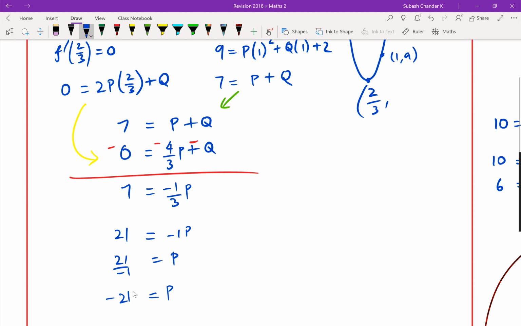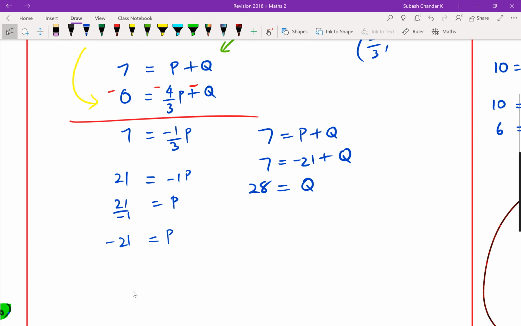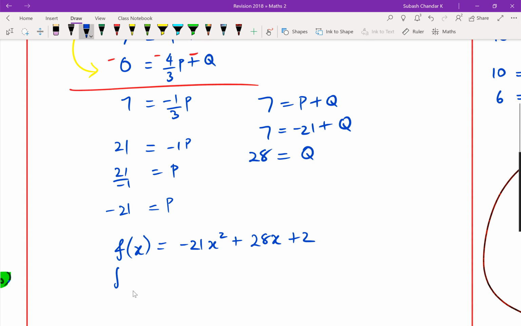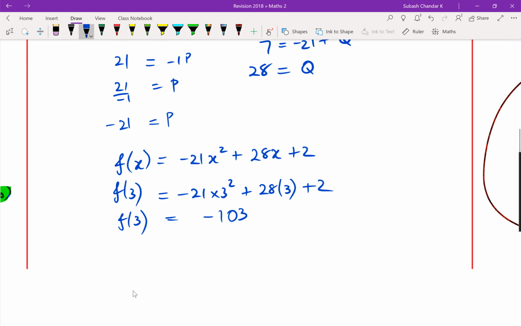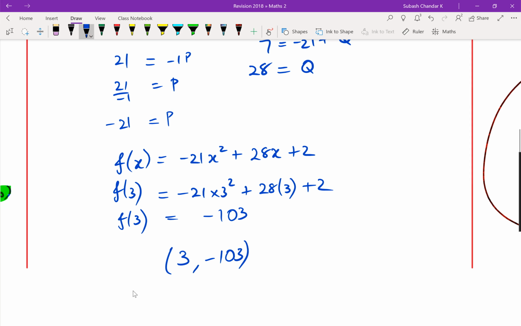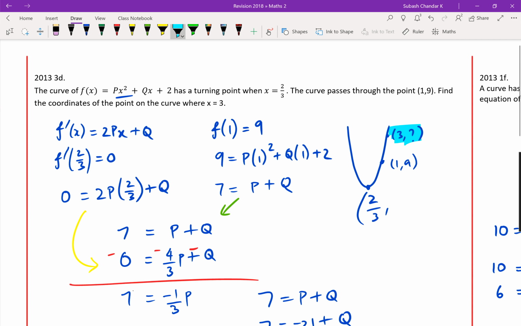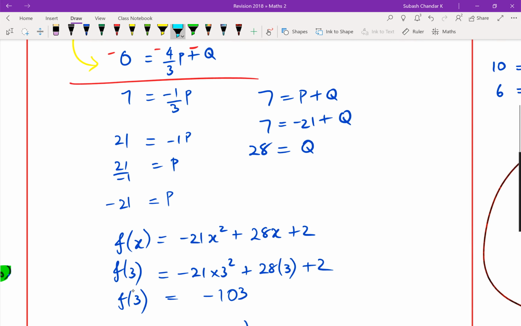Now once I have p, I can figure out what q is, because 7 is equal to p plus q. 7 equals negative 21 plus q, and q is equal to 28. So I have the equation of my graph now, which is f of x is equal to negative 21, because that's what p is, x squared, plus qx, q is equal to 28, x, and then plus 2. Now we're asked to find the y value when x equals 3. So you're looking for f of 3. That's going to be negative 21 times 3 squared plus 28 times 3 plus 2. And then f of 3 is equal to negative 103. So the x and y coordinates for that point are 3, negative 103. Because if we go back to the question, it says find the coordinates of the point on the curve where x equals 3. And we have actually done that here.